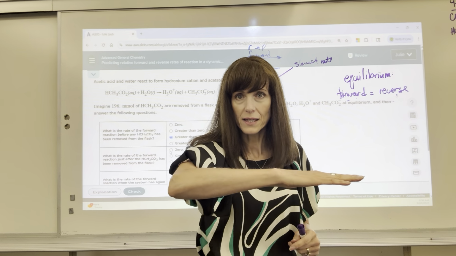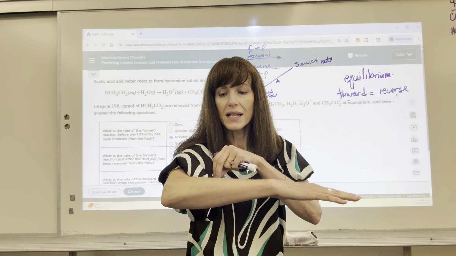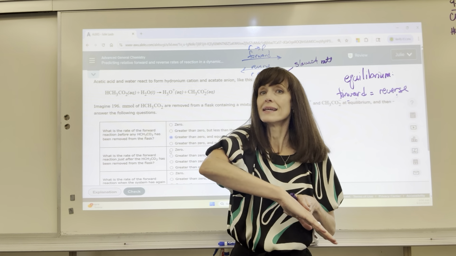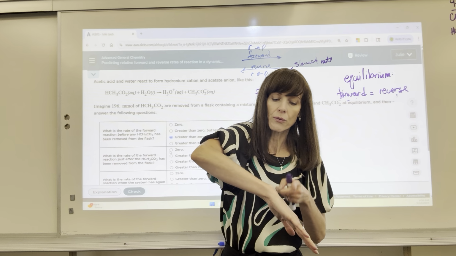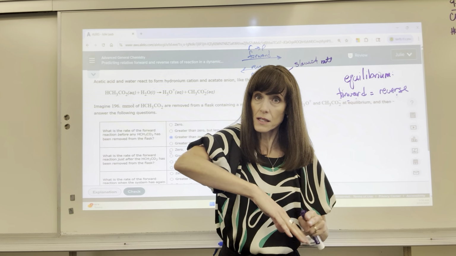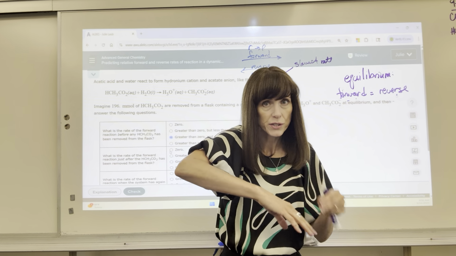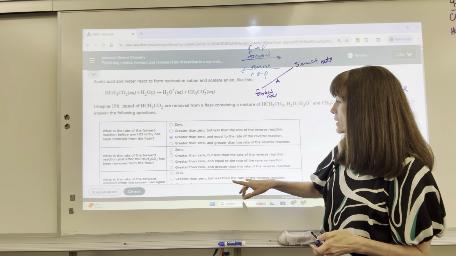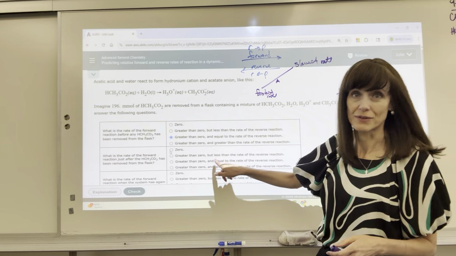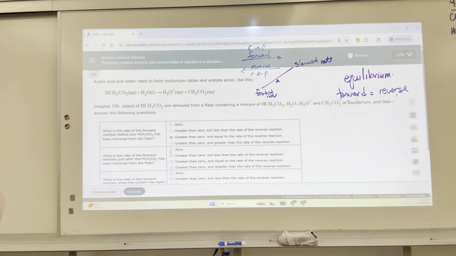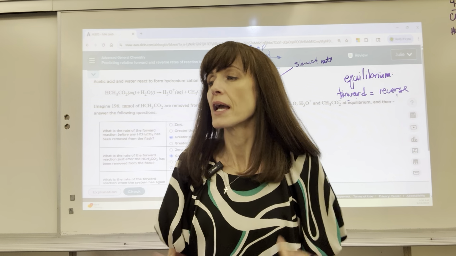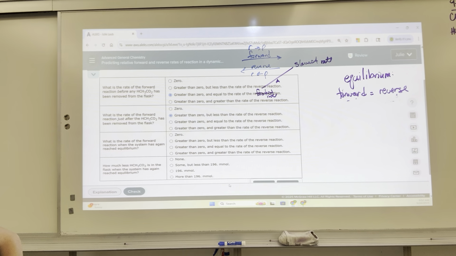Okay, second part of the question, this is where we think. It says, what is the rate of the forward reaction just after the acetic acid has been removed? Okay, so we were like this. We remove that acetic acid, goes like that. So that means the forward rate is slower. The forward rate is less than the reverse, because this is the low, that's the fastest. A lot of collisions are going to happen, freaks out. So our forward rate is going to be less than the reverse. The reverse was lower. We had more of those products. We're going to have more reactions.